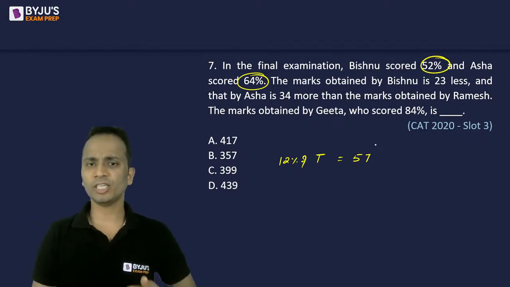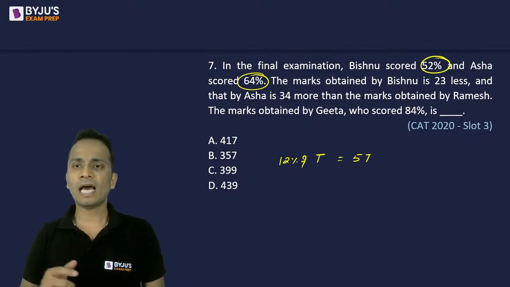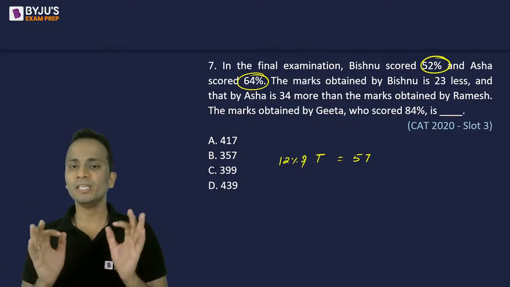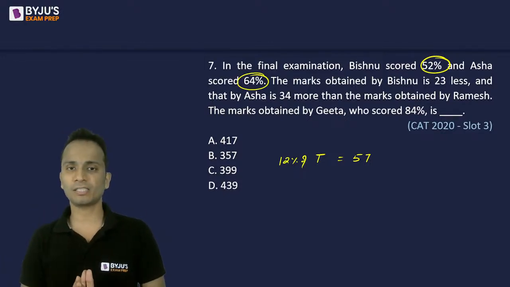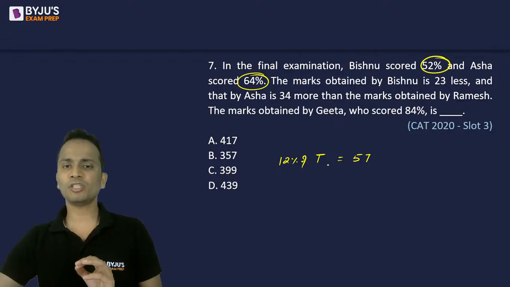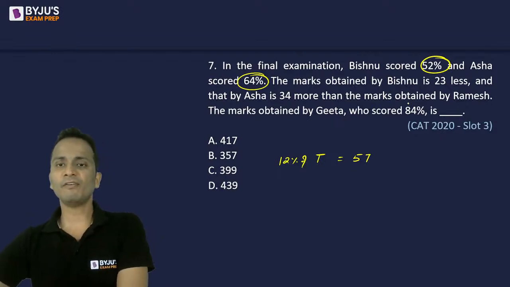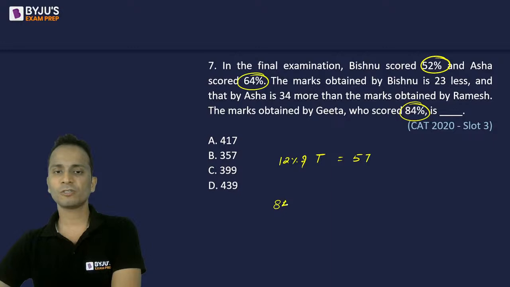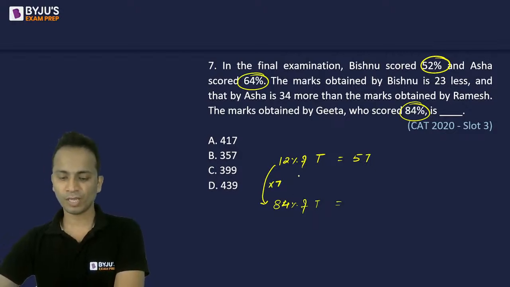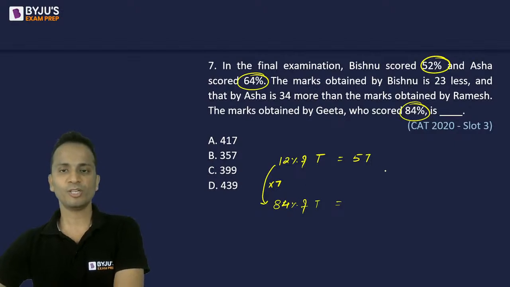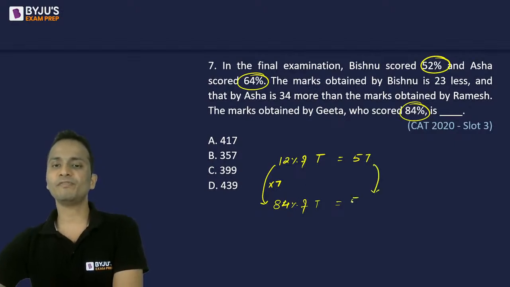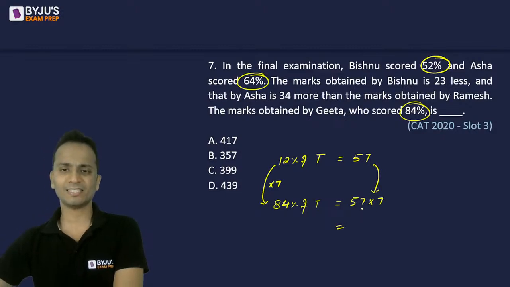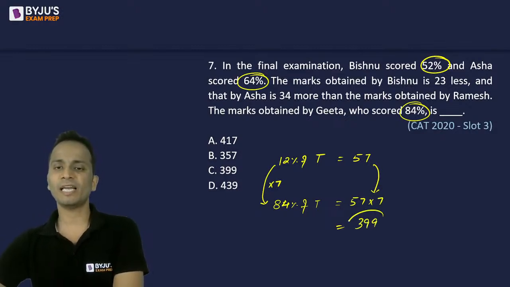So in terms of percentage, the difference is 12% of total marks, and in terms of marks, the difference will be 57 marks. Okay, so I know that 12% of total is 57, right? Now we have to find out the marks obtained by Geeta, who has scored 84% of total. Now you can observe that 12 multiplied by 7 is 84. So the answer of this question will be 57 multiplied by 7. That's it. So the answer will come out to be 399.